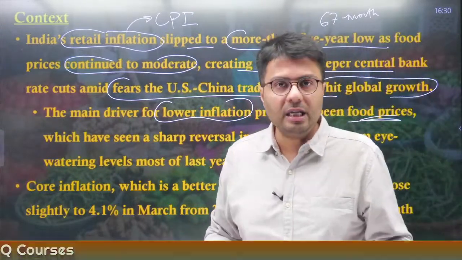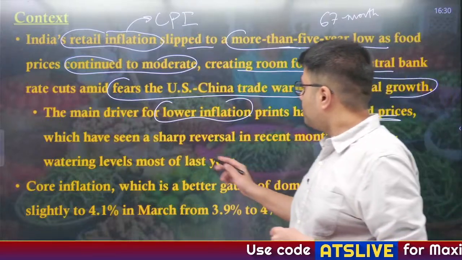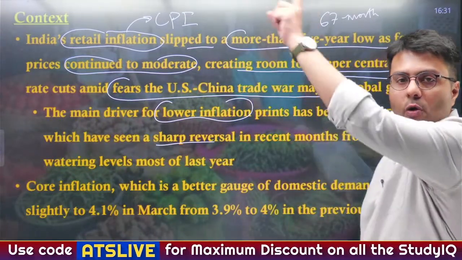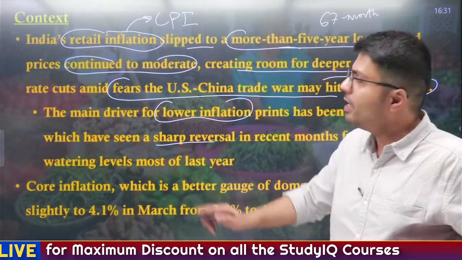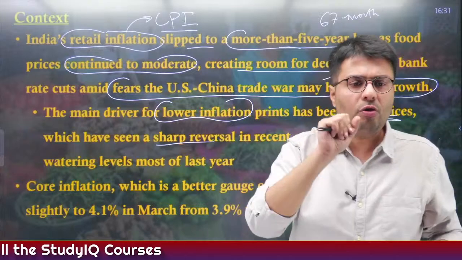And as supply of food grains was sufficient, it led to cooling down of inflation. That is why the levels of food inflation are controlled, and therefore it also reflects in the levels of retail inflation, which is CPI. How much does food inflation impact CPI? I will tell you, not to worry.